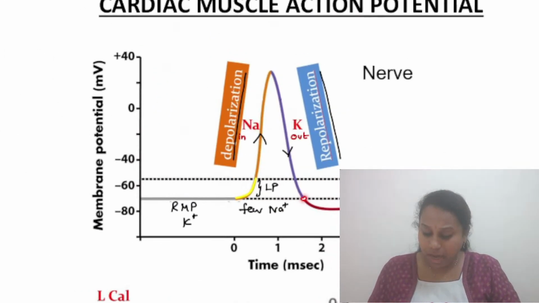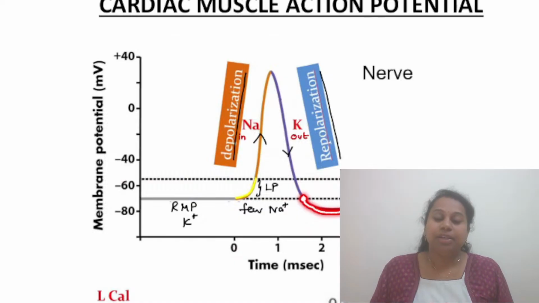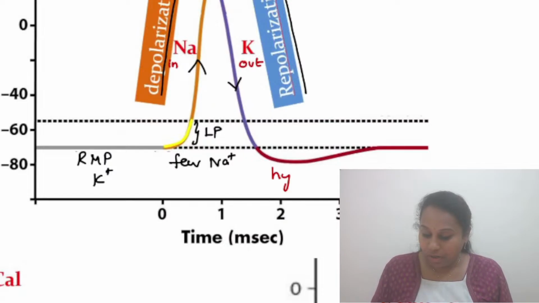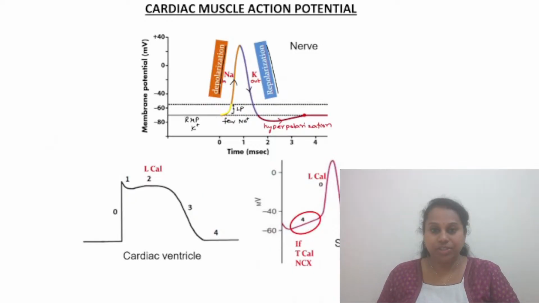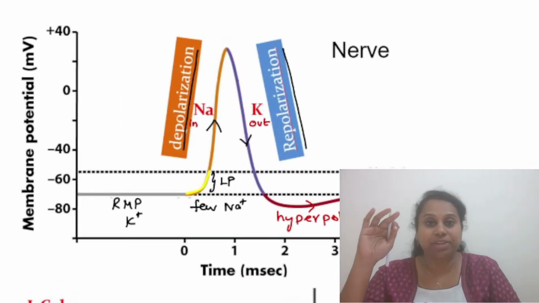So this started at RMP. It should stop at RMP, but it is not stopping at RMP. It goes even beyond RMP. So it's crossing RMP. That's called hyperpolarization. So this phase is called hyperpolarization. It goes even beyond RMP, and again it comes back to RMP. So these are the changes that take place in the nerve action potential.